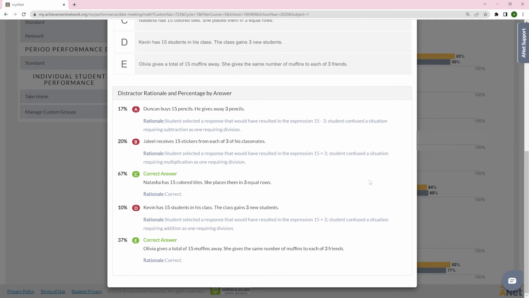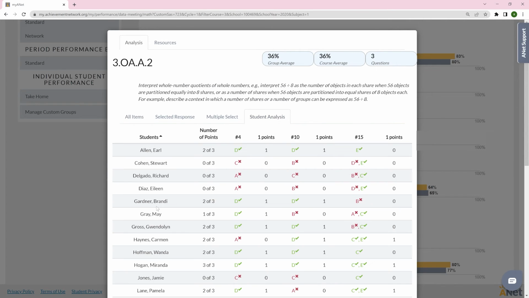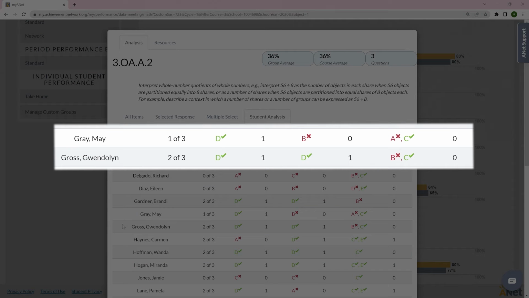But it looks like students can't as consistently determine another way to represent this expression, especially when it came to an answer choice that didn't use typical key words for division. Let's see who those students were. Looks like May and Gwendolyn chose one correct answer, but struggled to find a second solution. You'll be sure to loop back later with them for some additional support.